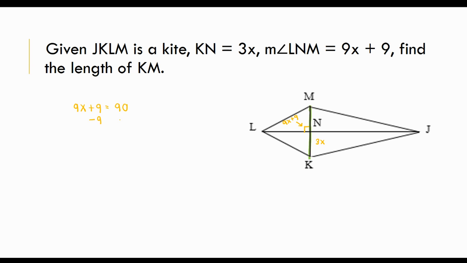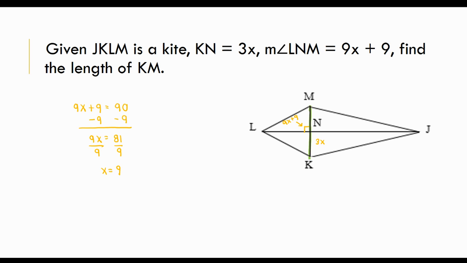So then I'm going to subtract 9 from both sides. That gives me 9x to equal 81. And then when I divide by 9, I get x to be 9. That's not what I want, though. I want the length of KM.